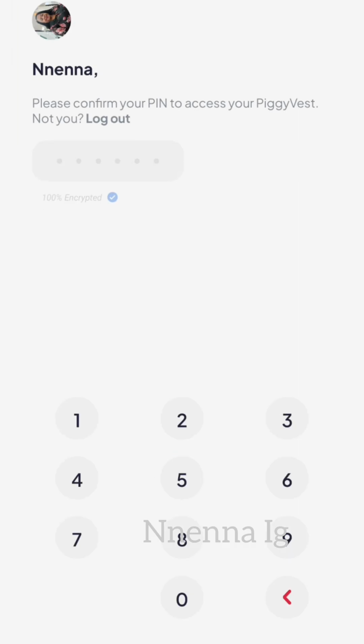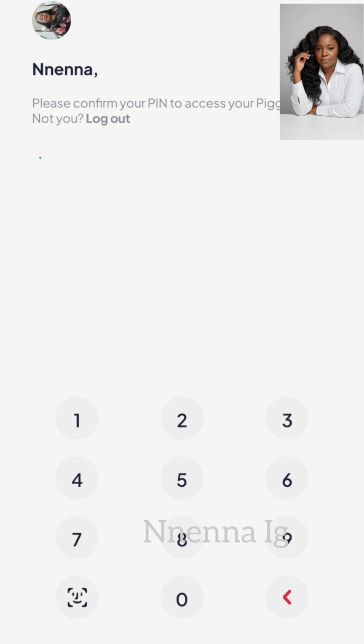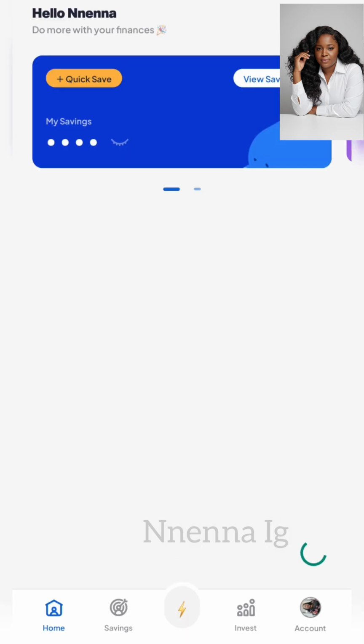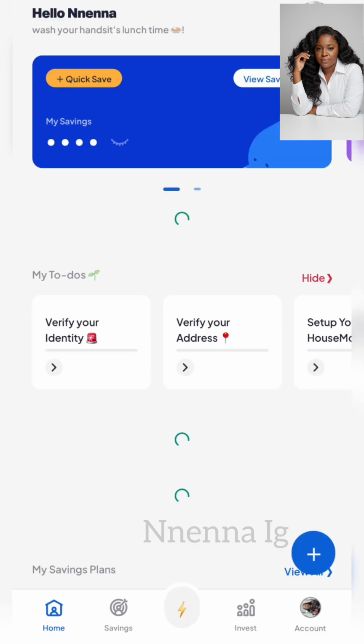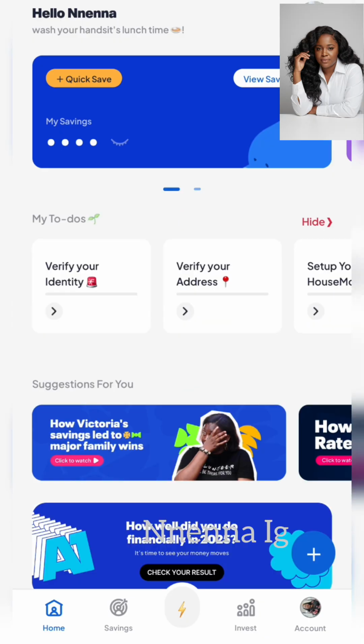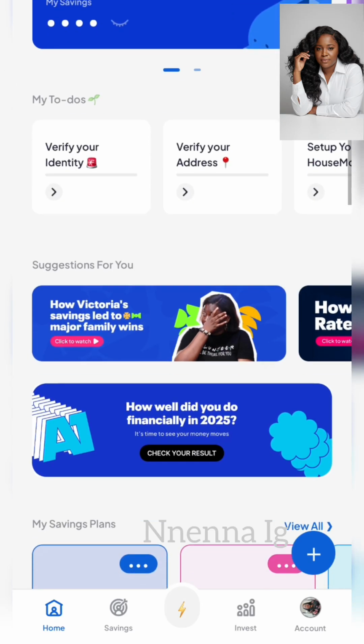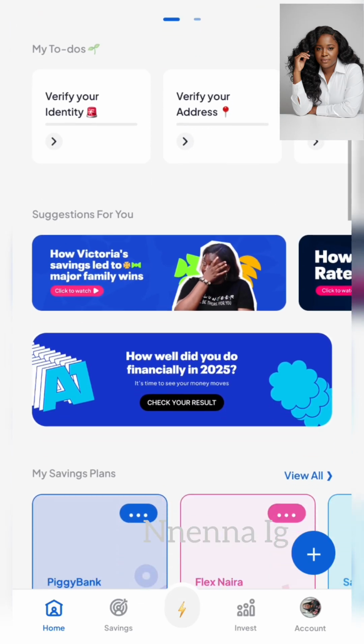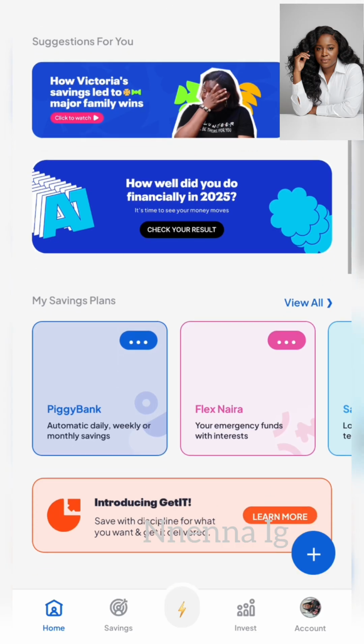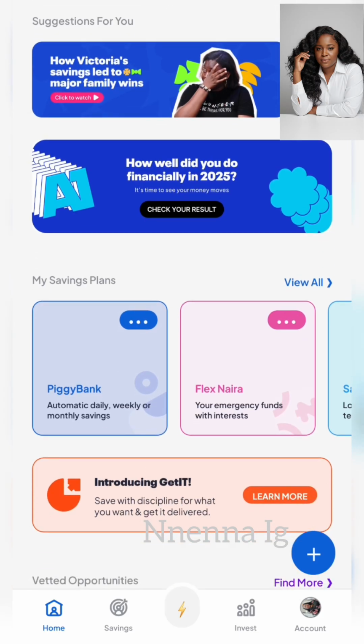So it opens. I already have an account, so I don't need to create any account. I'll just log in with my fingerprint and it will take me to the home page. On this home page, that's where you see a lot of options, and I'll start from the very first. If you're using it for the first time, the first item you will see is Piggy Bank, Flex Wallet, and the rest. Let's start with Piggy Bank.